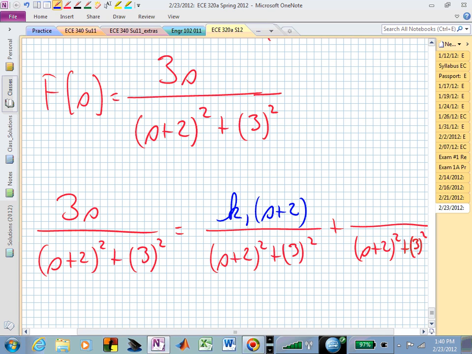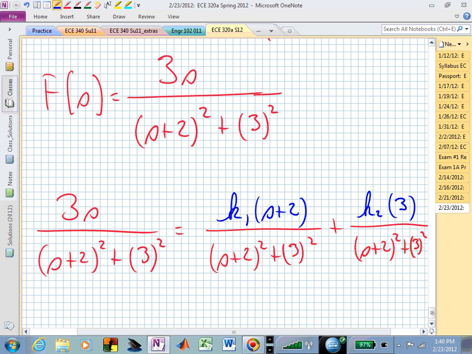What's the numerator look like of this damped sine? It's the omega over s plus a squared plus omega squared, and we don't know how many of those we have, so let's just say it's k sub 2. Now all we have to do is select K1 and K2 in such a way that we end up with 3s in the numerator. So K1 has to be 3, doesn't it?